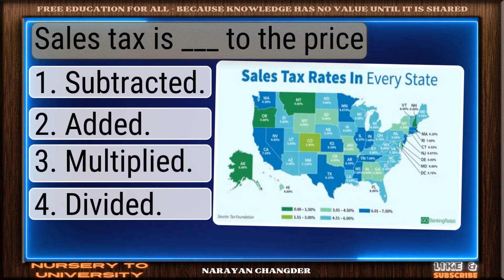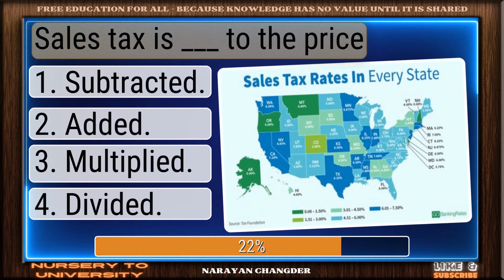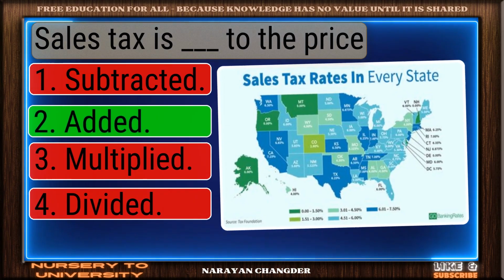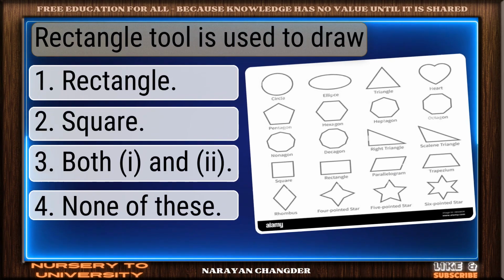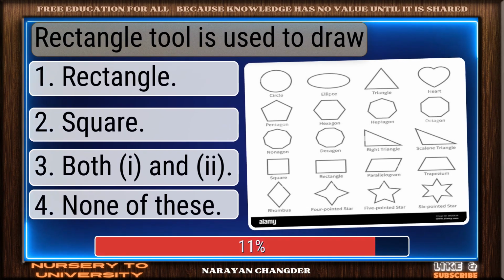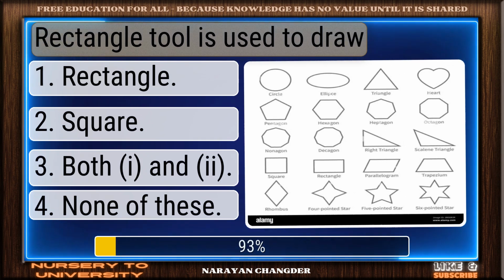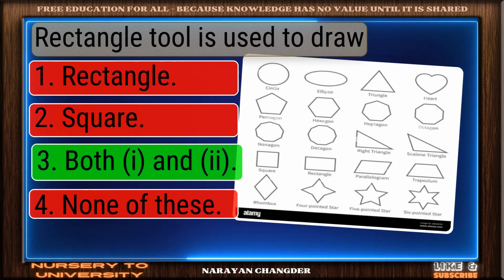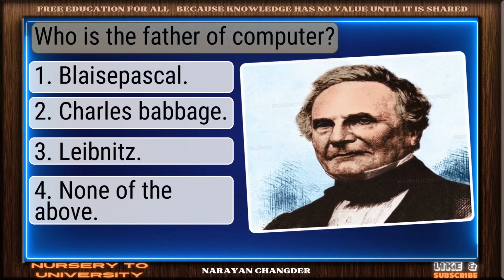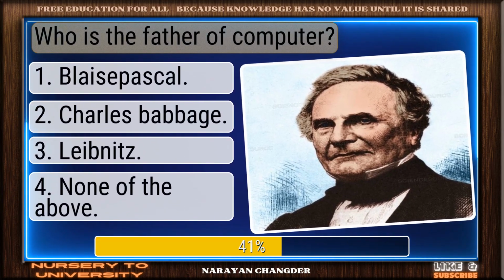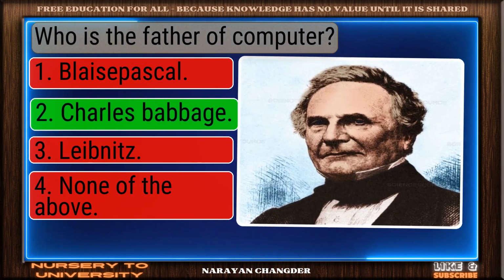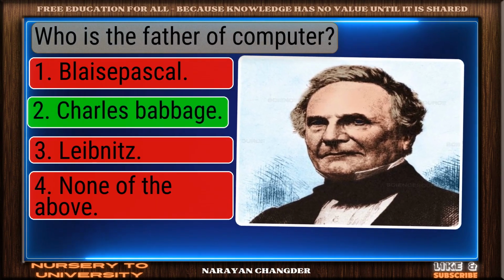Sales tax is dash to the price. You're right. Added is correct. Rectangle tool is used to draw. Smart pick. Both square and rectangle is correct. Who is the father of computer? Well reasoned. Charles Babbage is correct.